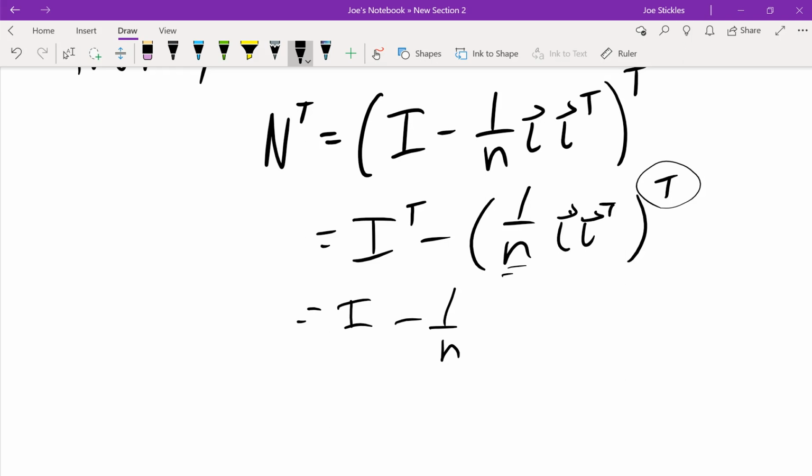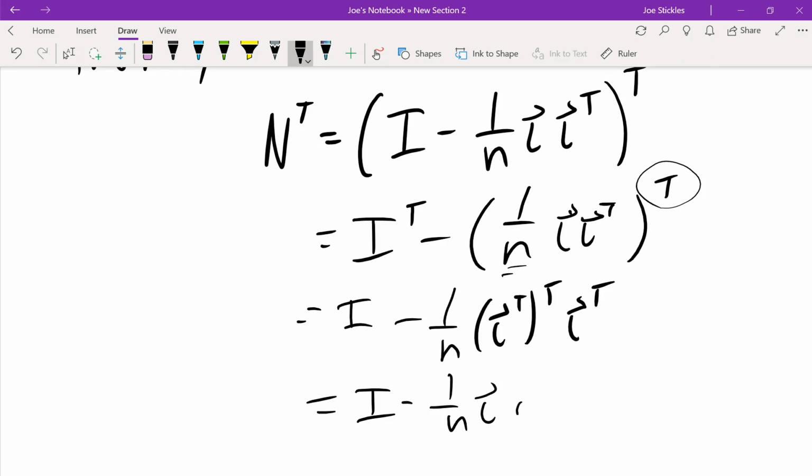And then when you do the transpose of a product of matrices, what do you do? Yeah, you reverse it, right? You take the transpose of each, but you reverse it. It's kind of like what you do with inverses. So this would be I transpose, I transpose. You reverse the order and take the transpose of each piece. But what do you get when you take the transpose of a transpose? The original, right? So this is just I minus 1 over n, I transpose, and that's where we started, isn't it?